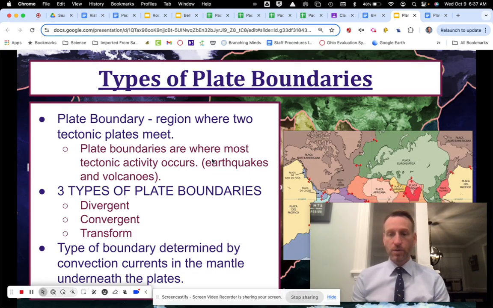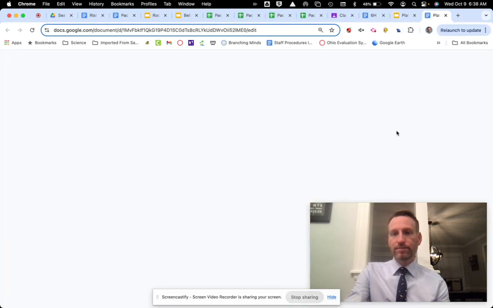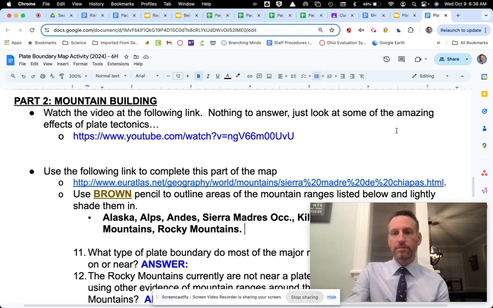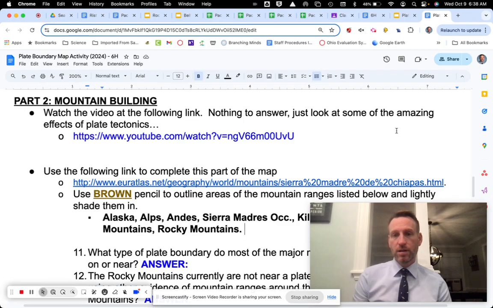Okay, so that got us through one slide of notes. Let's go through and talk about what you should be working on for the remainder of class today by looking at your plate boundary doc. Yesterday, I showed you how to use this website for mountain building. You should finish part 2 today.